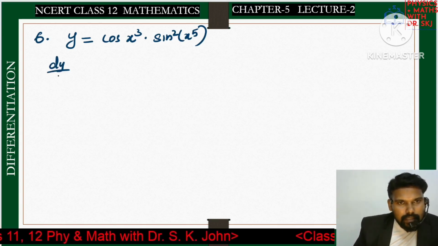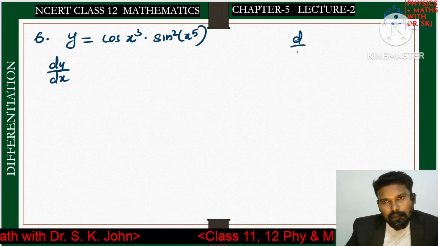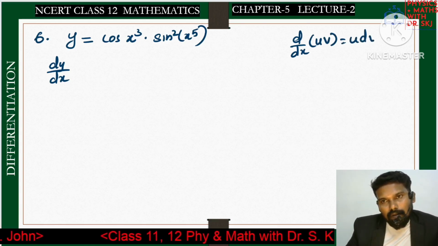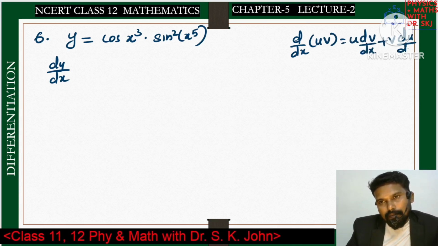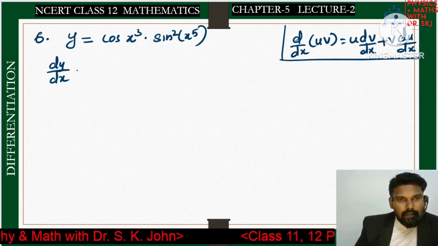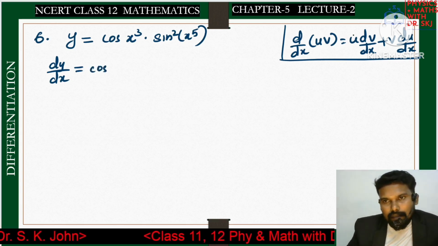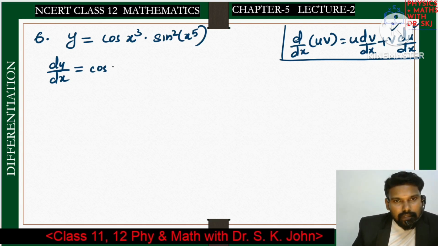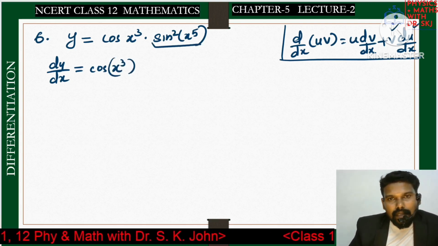dy by dx is equal to, we are using the product rule. You know what is the product rule? d by dx of uv is equal to u times dv by dx plus v times du by dx. Okay, so this is the product rule. dy by dx is equal to first function into derivative of second plus second function into derivative of first function. What is the derivative of this function?